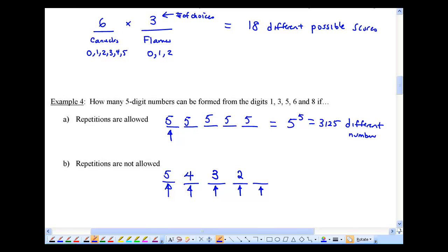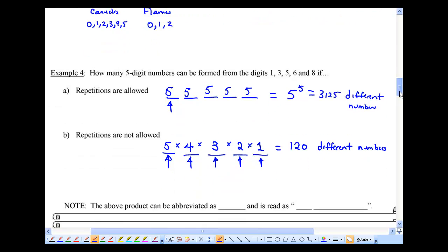And guess what? There actually is no choice for the last one. You only have one number left. You have to choose that one number. And once again, fundamental counting principle, let's multiply them. 5 times 4 is 20, times 3 is 60, times 2 is 120, times 1 is 120. So 120 different ways. Significantly less than if repetitions were allowed. Okay?